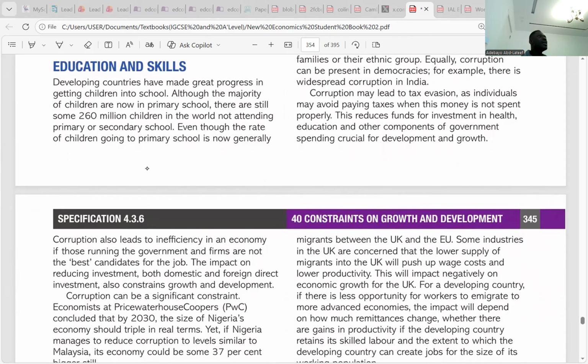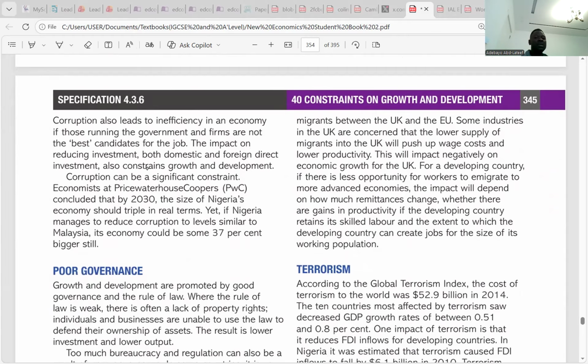Bribing them simply means less revenue for the country. Less revenue for the country increases its deficit and it increases its national debt. Corruption also leads to inefficiency in an economy. If those running the government and firms are not the best candidate for the job, the impact is reduced investment, both domestic and foreign direct investment, which also constrains growth and development.